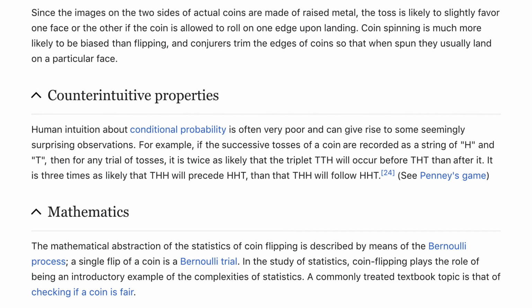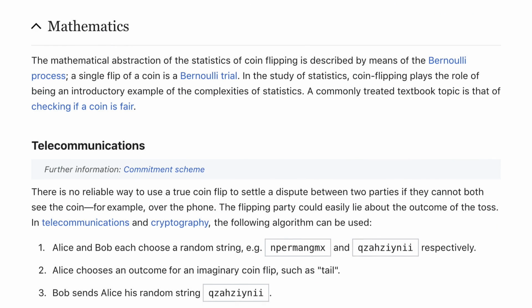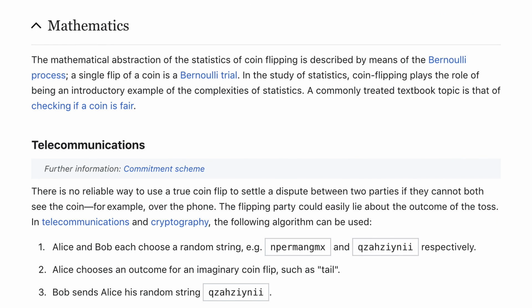Counterintuitive properties. Human intuition about conditional probability is often very poor and can give rise to some seemingly surprising observations. For example, if the successive tosses of a coin are recorded as a string of H and T, then for any trial of tosses, it is twice as likely that the triplet TTH will occur before THT than after it. It is 3 times as likely that THH will precede HHT than that THH will follow HHT. See Penney's game.